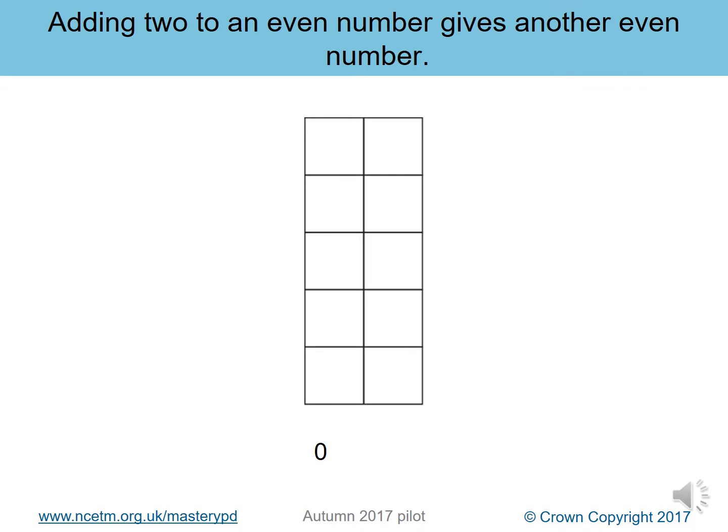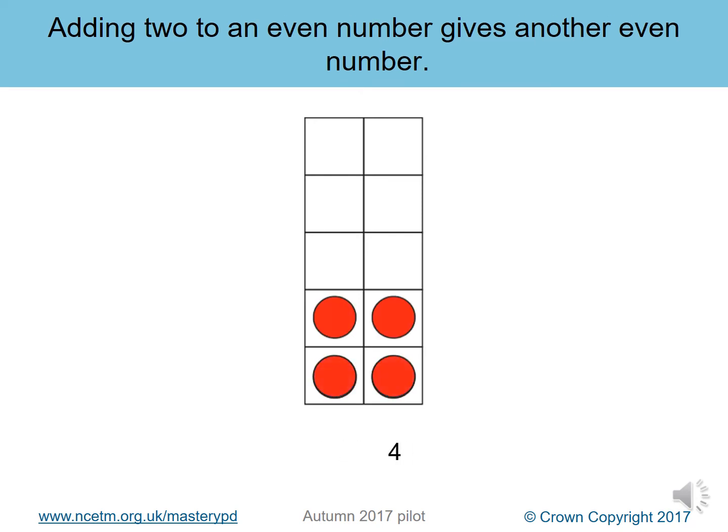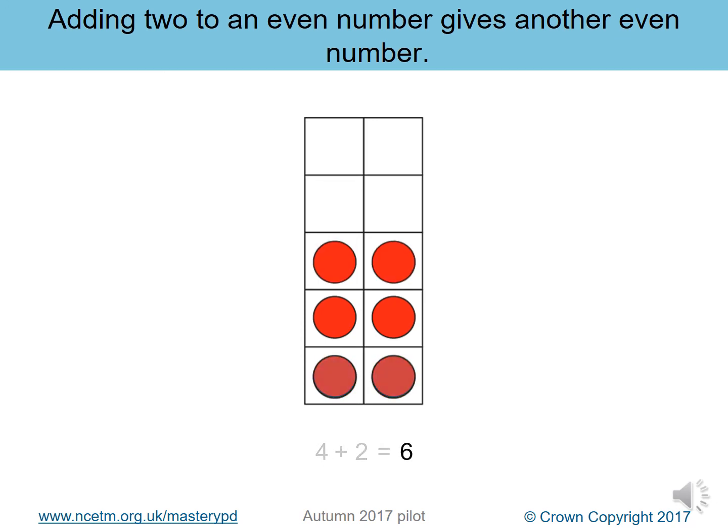So when we add 2 to an even number, it gives us another even number. Well, let's have a look at the tens frame to see. So we start off with 0, and if we add 2, it gives us 2. Then if we have 2 and we add 2, it gives us 4, another even number. So each time we add 2 to that number, it gives us another even number. 4 add 2 equals 6. 6 add 2 equals 8.